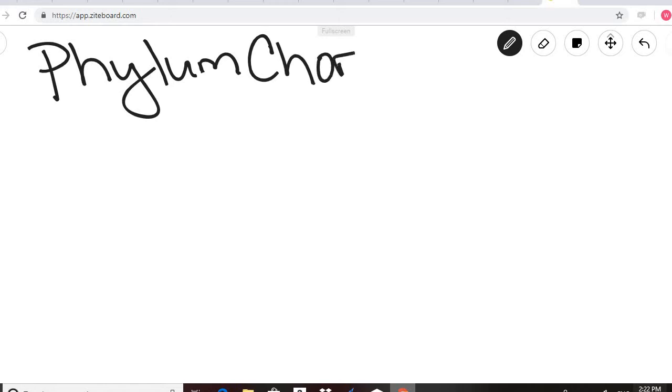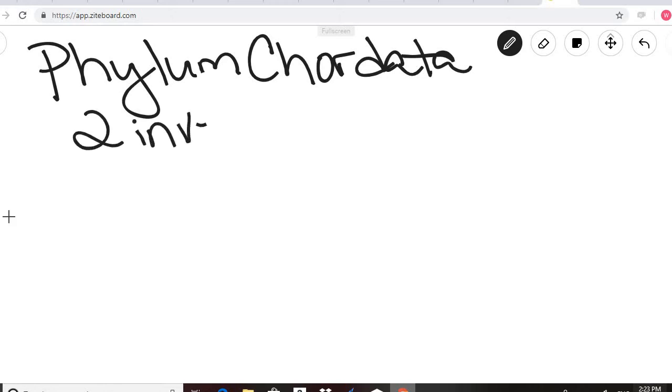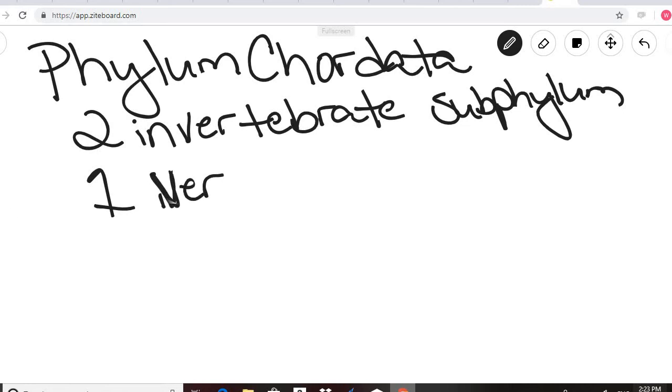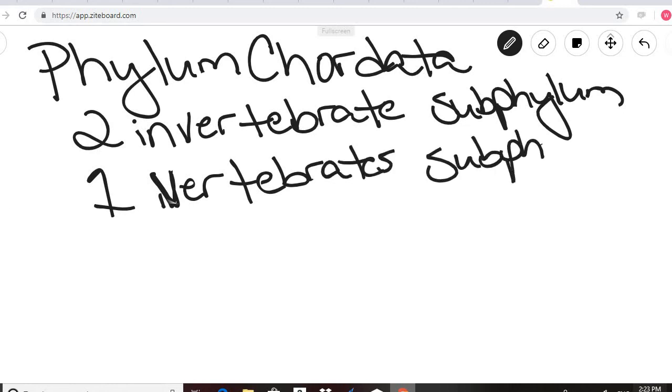Okay, last thing I'm going to talk about, very briefly, is phylum Chordata. The reason we're not going to talk about these much is because there are only two invertebrate subphyla and one vertebrate phylum, but that one vertebrate phylum includes all of the marine vertebrates that we'll be talking about over the next couple weeks.